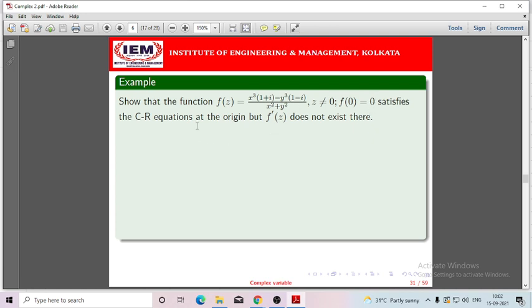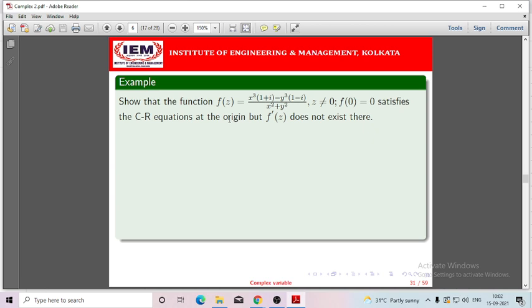So this satisfies the Cauchy-Riemann equation at origin. At origin means at z equals 0. But f dash z doesn't exist there. That means here the function is not analytic. Since f dash z is not defined, the function is not differentiable. Since the function is not differentiable at origin, obviously it will not be analytic at origin, but the function is satisfying the Cauchy-Riemann equation. So what can be the reason?